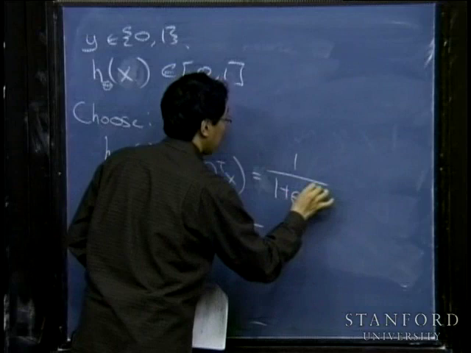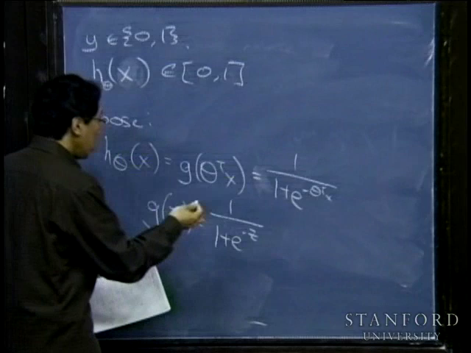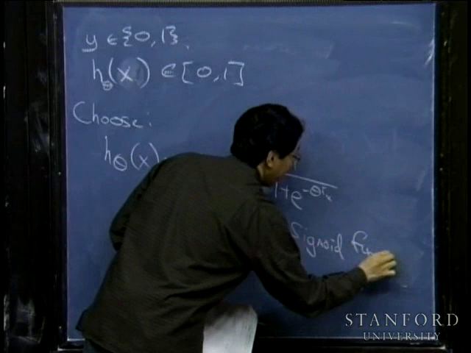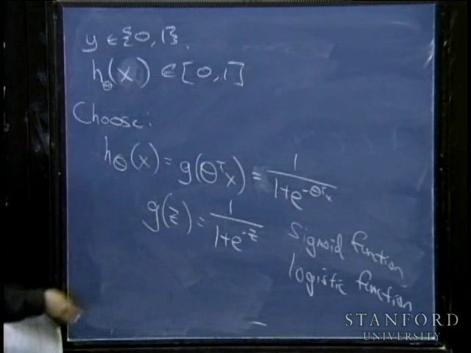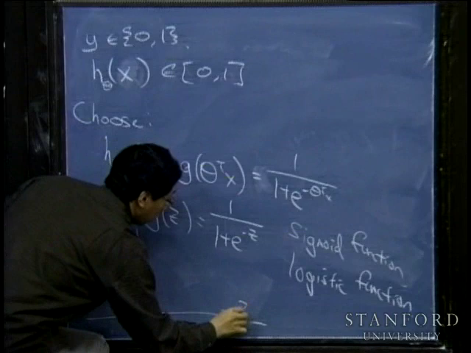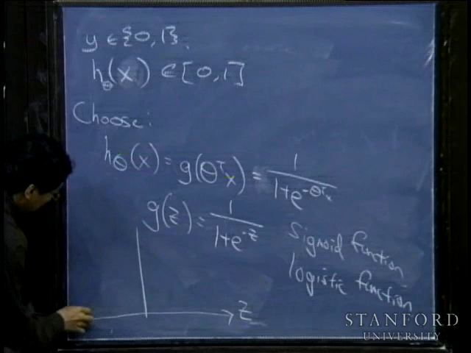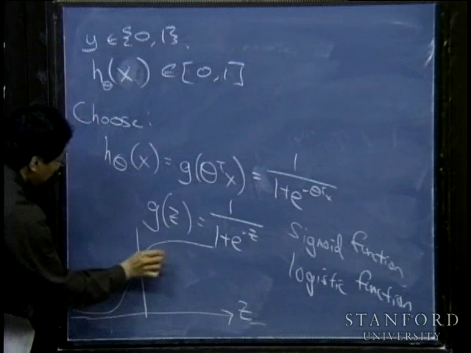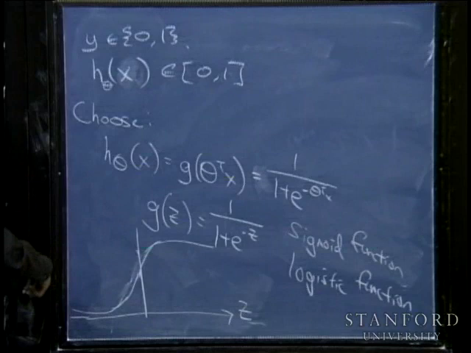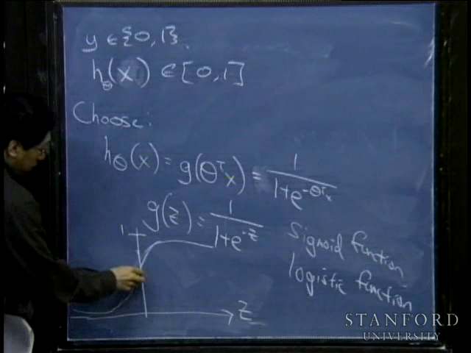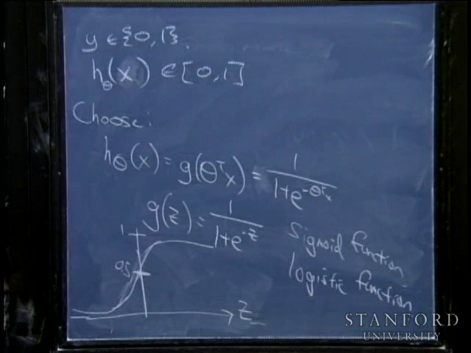Okay. And g of z is called the sigmoid function, and is often also called the logistic function. It goes by either of these names. And what g of z looks like is the following. On the horizontal axis, I'm going to plot z, and g of z will look like this. I didn't draw that very well. So g of z tends towards 0 as z becomes very small, and g of z will asymptote towards 1 as z becomes large. And it crosses the vertical axis at 0.5. So this is what the sigmoid function, also called the logistic function, looks like.